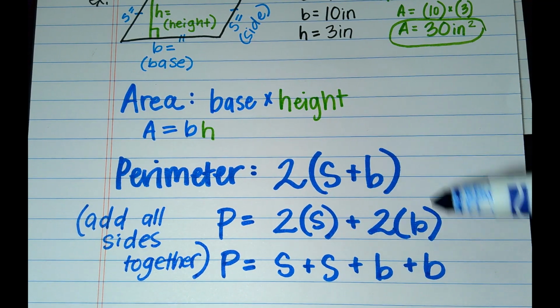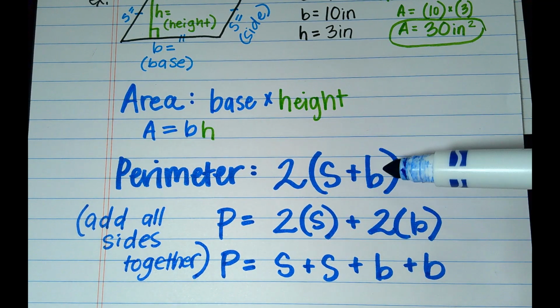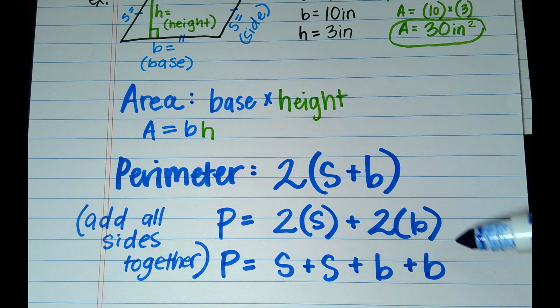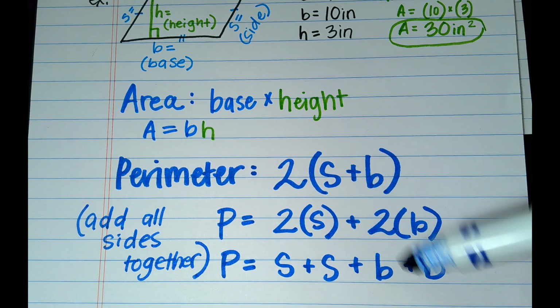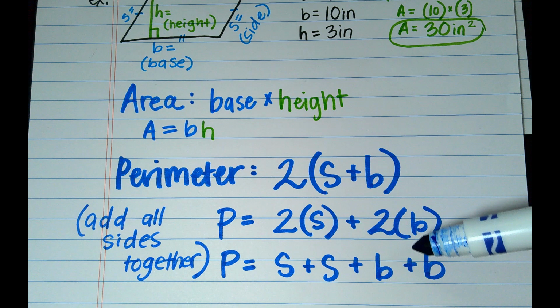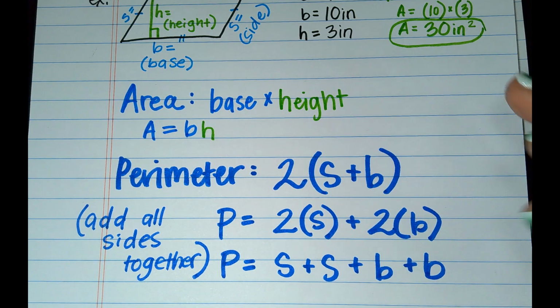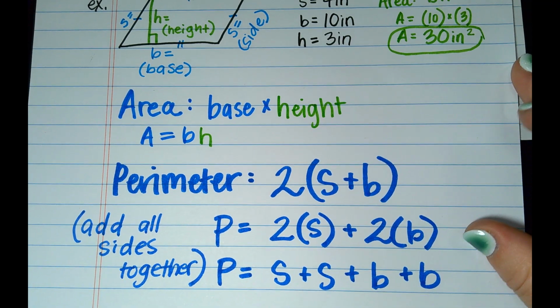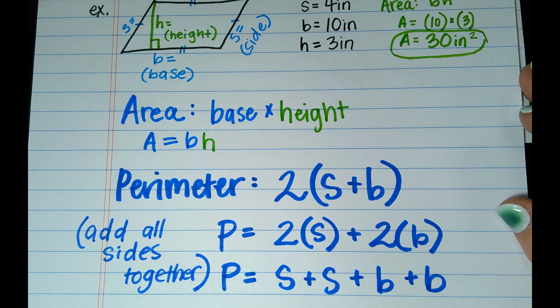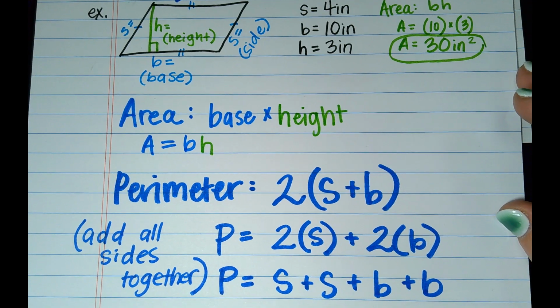So if the first 2 formulas here, the 2 times s plus b and the 2s plus 2b, are going to confuse you, mix you up, get you all jumbled, don't even use them. Don't use them. That's fine. It won't bother me any. Do whatever feels better. So how about we find the perimeter now of this parallelogram?